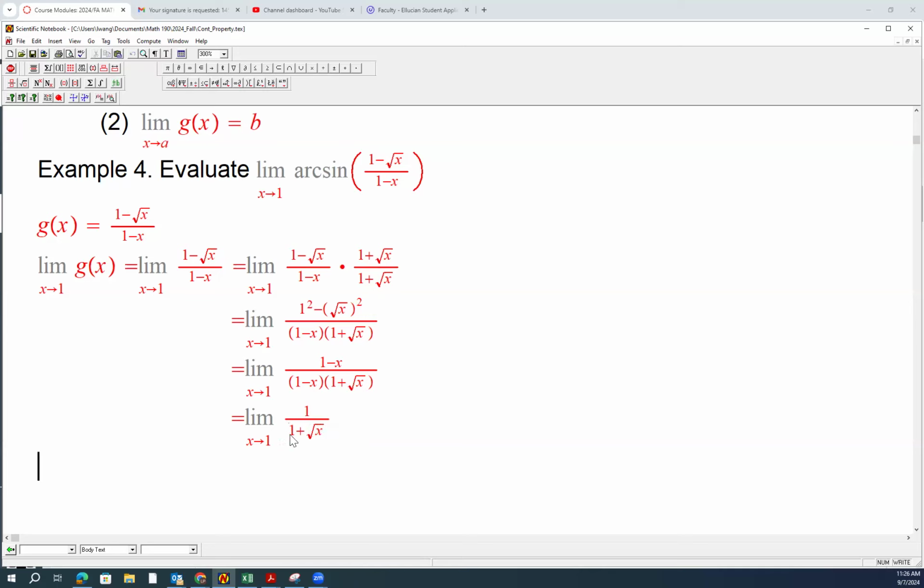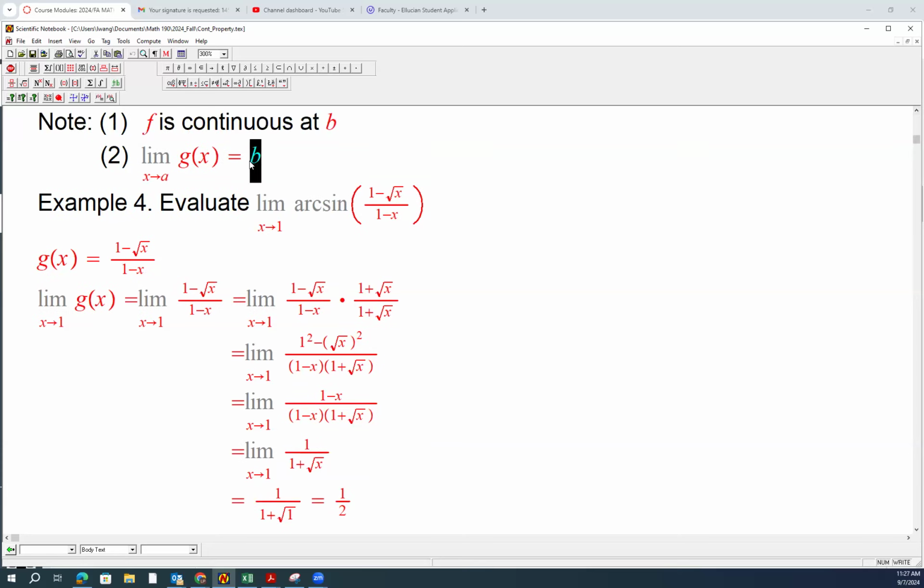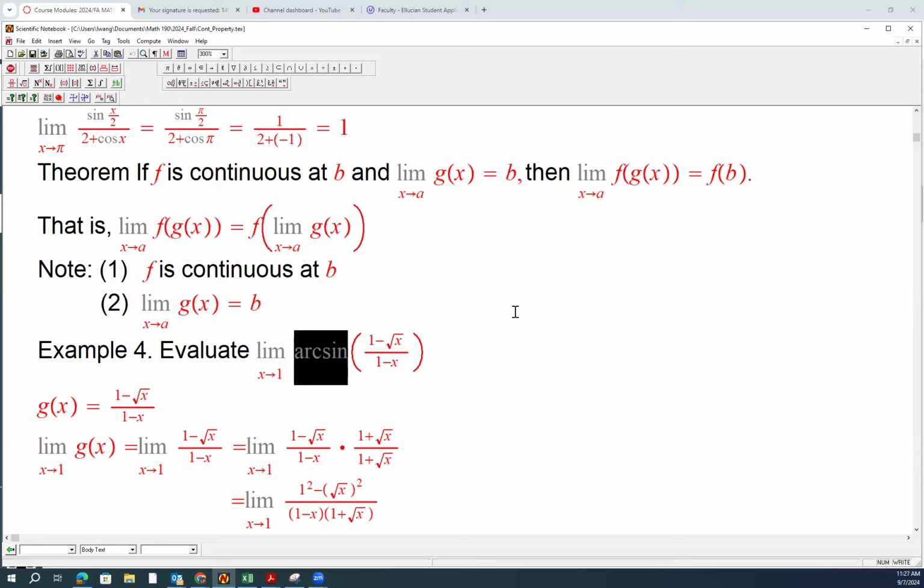Now we can do direct substitution. We're going to replace x by 1, so that limit is 1/2. We refer to the limit b as 1/2. Now the question is, is arcsine continuous at 1/2? Because the theorem says f is continuous at b, which is 1/2.